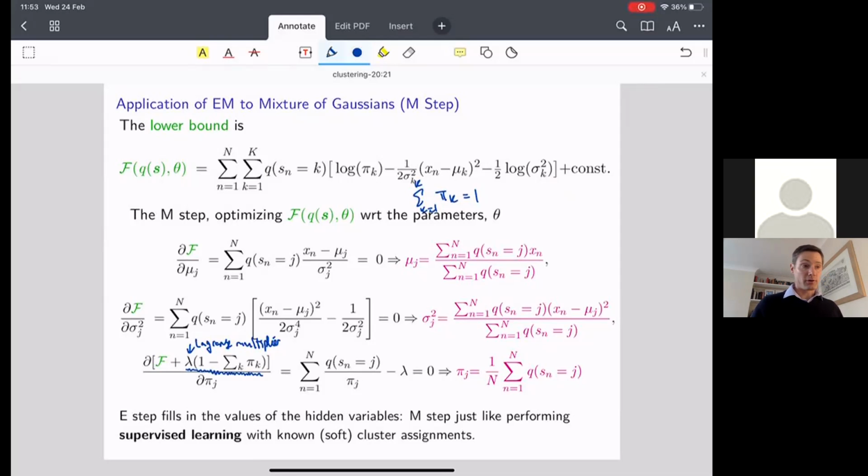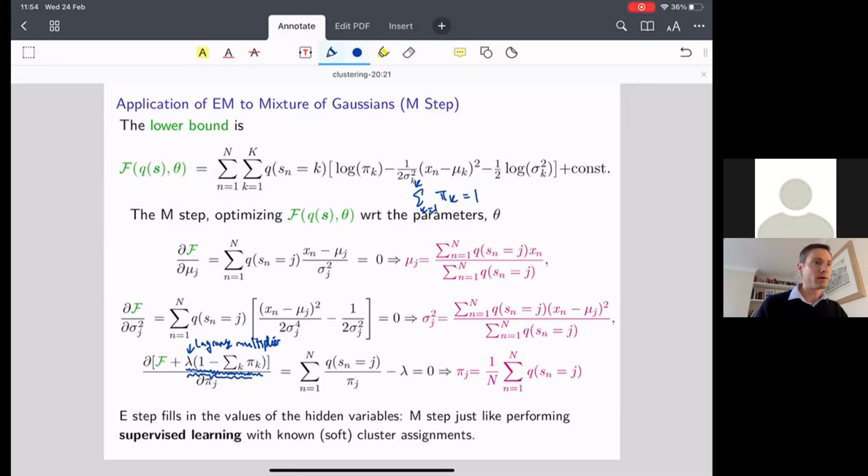So the way you use Lagrange multipliers is you add in a Lagrange multiplier which multiplies by the constraint, and the constraint is that the pi k's when summed over should sum to 1. So that gives us this term in here. And now we optimize the sum of the objective, f, and the constraint.